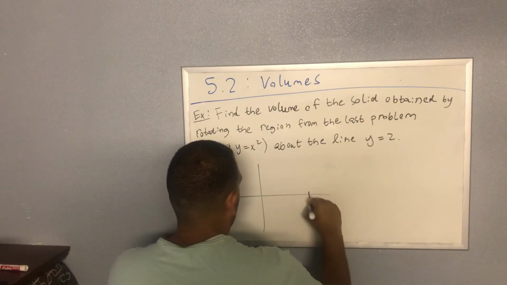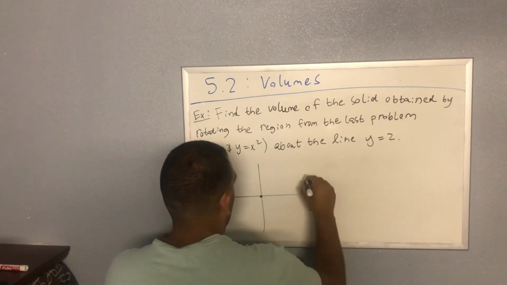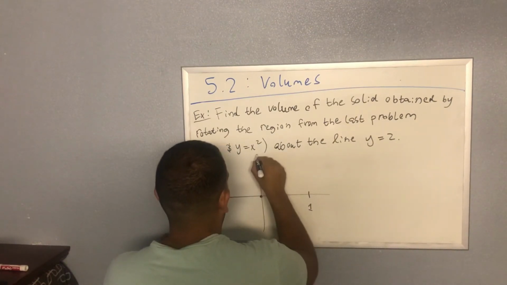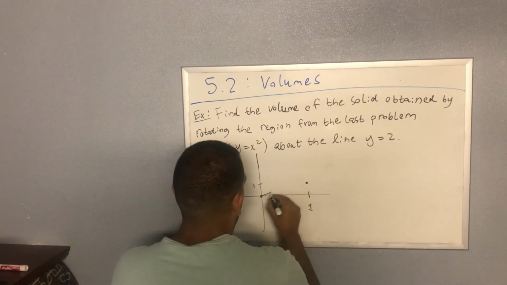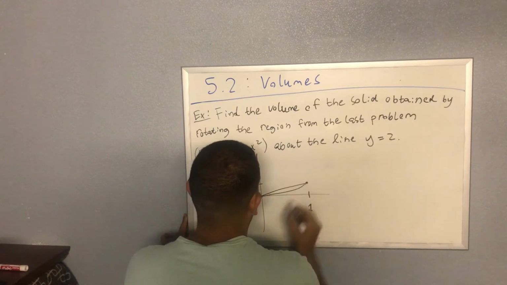So we saw that they intersect at (0, 0) and at (1, 1). I'm going to put this kind of low just to have some space. And remember, the line was on top of the parabola.